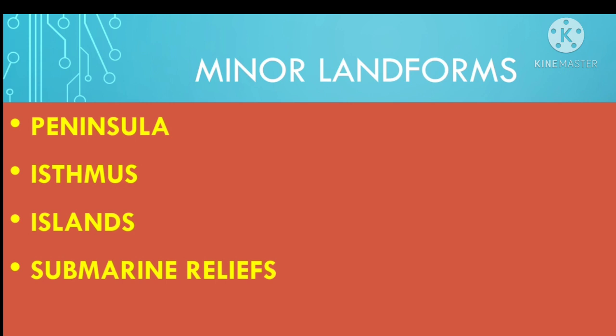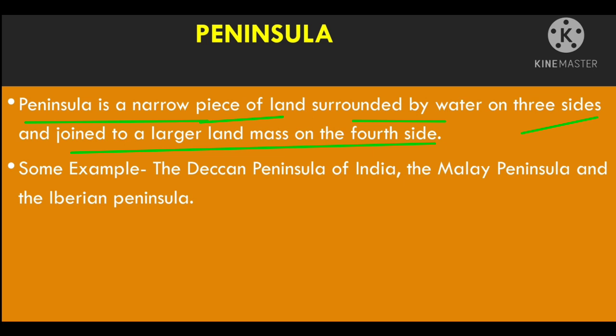So let us start with the first topic, that is peninsula. First we'll try and understand the definition of peninsula. What are peninsulas? A peninsula is a narrow piece of land surrounded by water on three sides and adjoining or joined to a large landmass on the fourth side. So it is a landform which is surrounded by water on three sides and connected with a larger landmass on the fourth side.